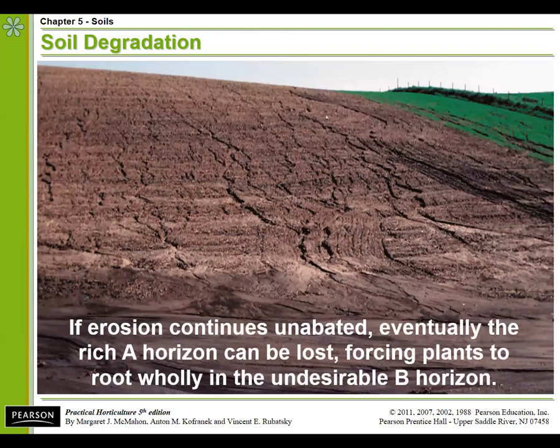So if erosion continues unabated, our rich A horizon, our topsoil, can eventually be lost, forcing plants to root in the less desirable B horizon, which again, we tend to have that structure of the blocky soil or the platy soil structures in those B horizons, which are just less conducive to root penetration. They're more often clay soils. Try to be a root grown in clay, right?